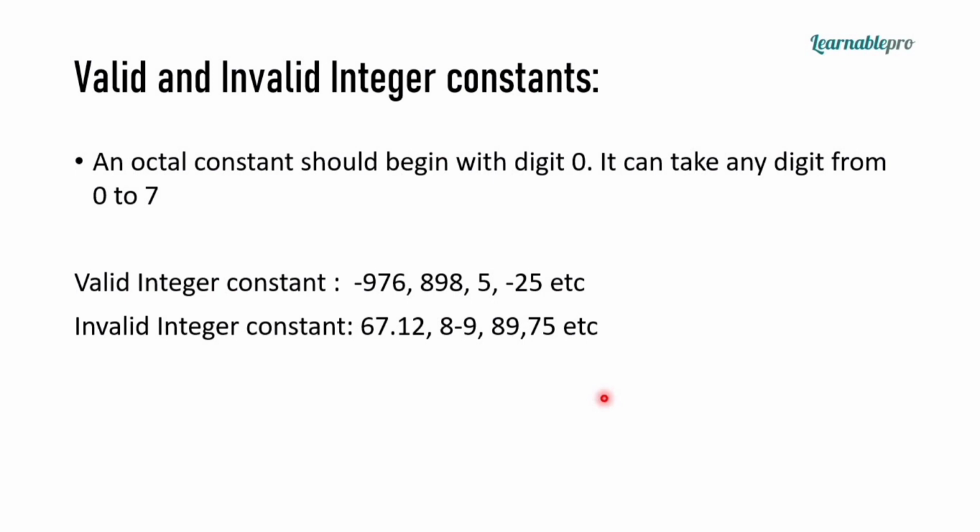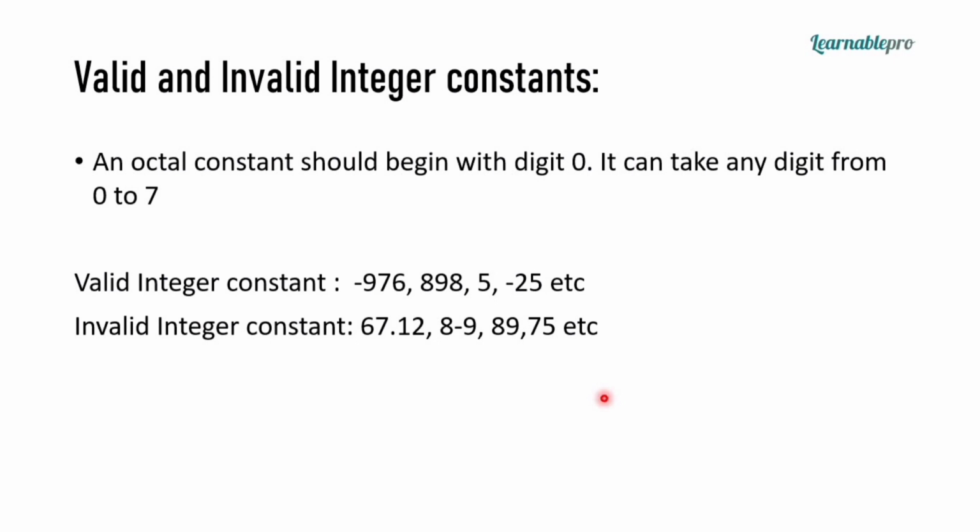The second rule of declaring an octal constant is that its digits should be between 0 to 7. So the range should be between 0 to 7 with a preceding 0. An example can be 0123. This can be an octal constant, but 019 cannot, because the last digit is not between 0 to 7. So this is an invalid octal integer constant.